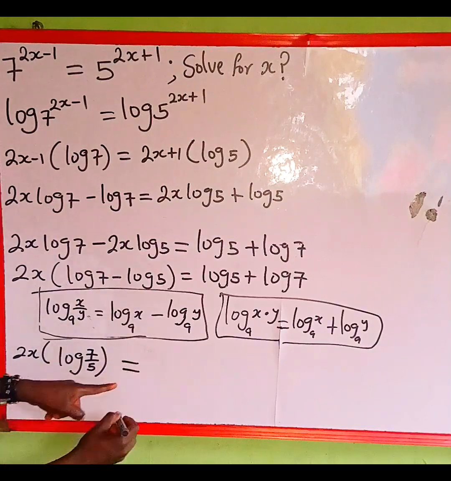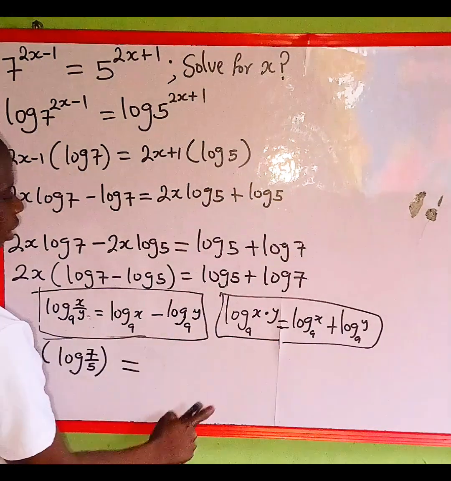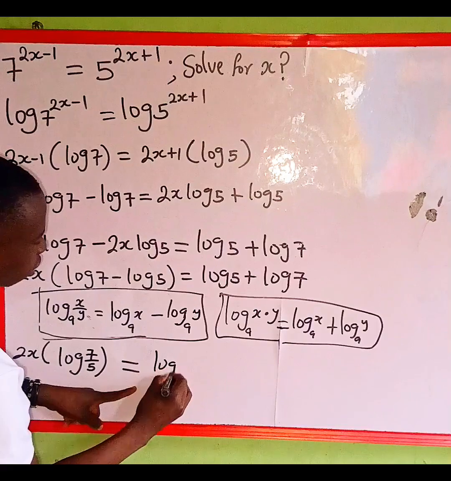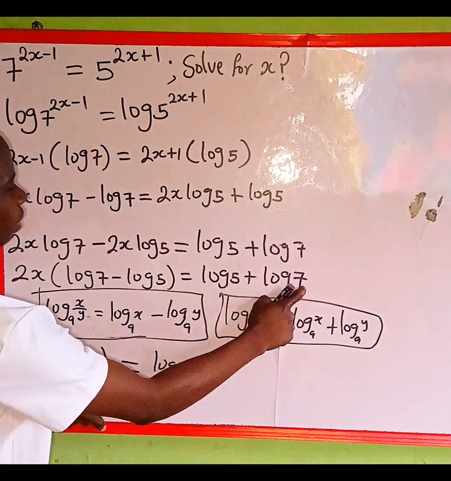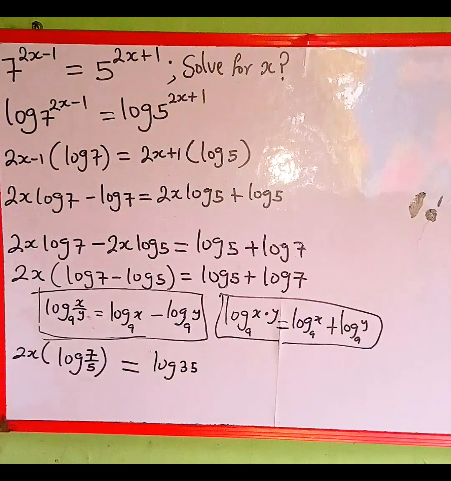So this is now equal to, here we have log 5 to base 10 plus log 7 to base 10. It's in this form. Now to convert to this form, we write one of the log to base 10, then x multiplied by y, then 5 multiplied by 7, which is going to give us log 35 to base 10.